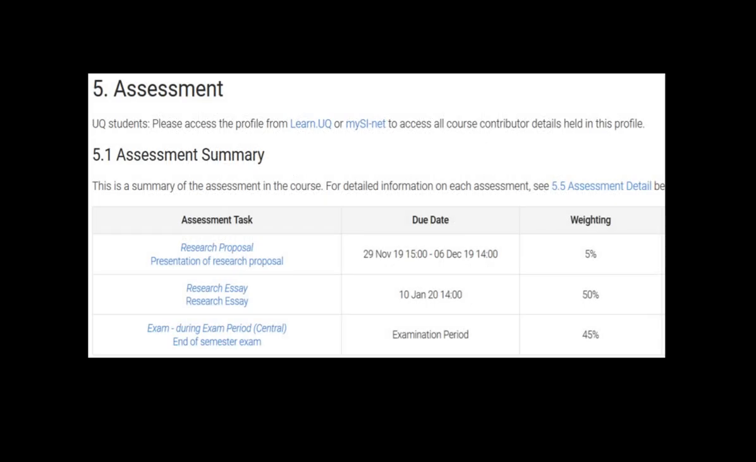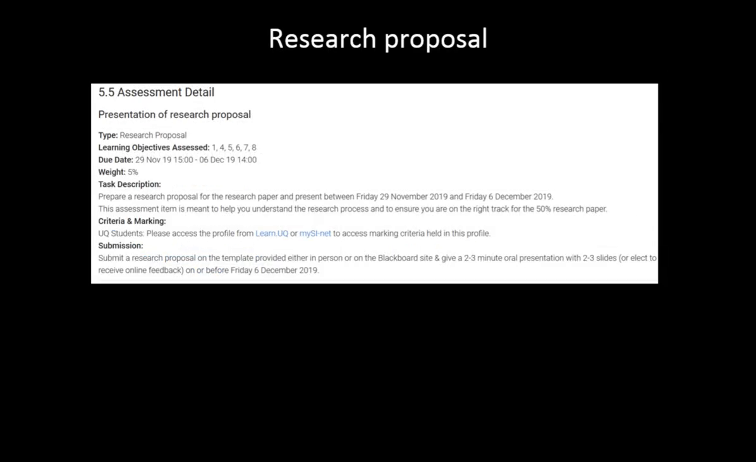Okay, shall we turn and look briefly at assessment? So I've given this to you in summary on a handout. There are three bits of assessment: a research proposal, a research essay, and an exam. So the research proposal is worth 5%. It's due any time from this coming Friday to the next Friday, but I'm flexible with times.